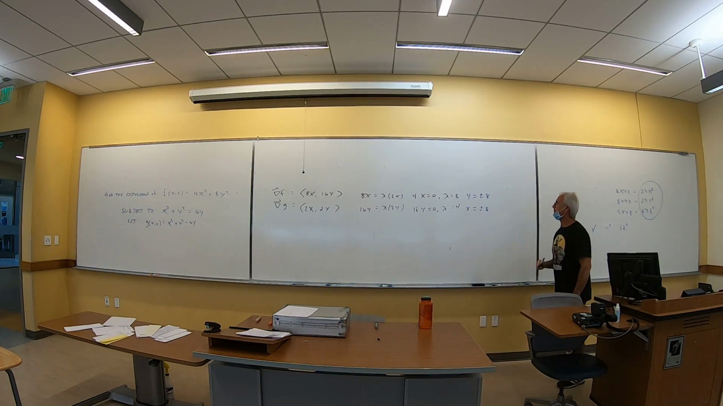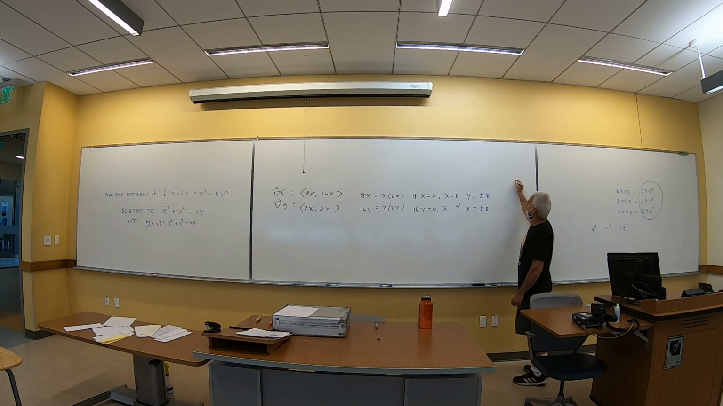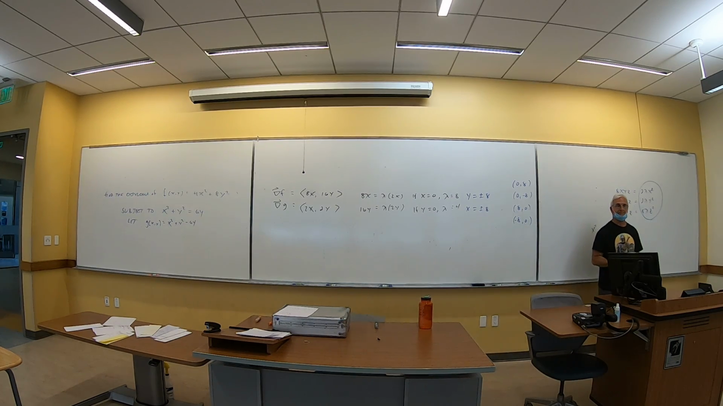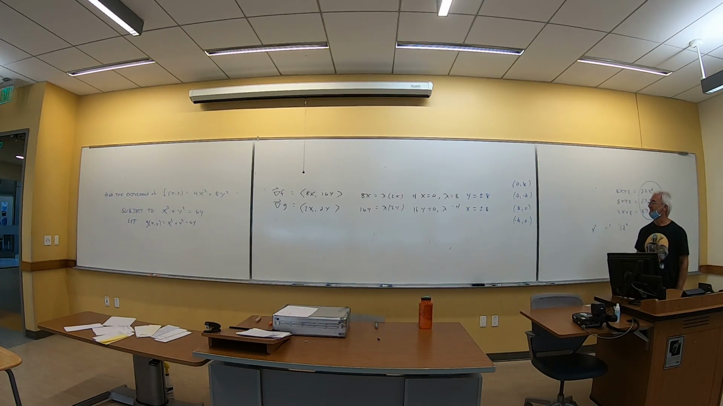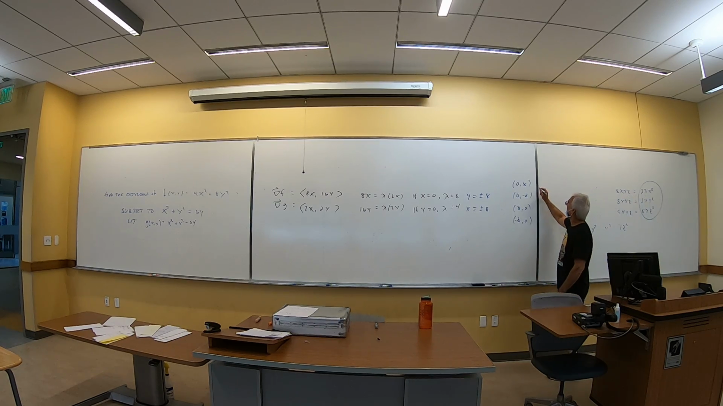So right now, how many potential solutions do we have? We've got 0, 8, 0, negative 8, 8, 0, negative 8, 0. Oh my gosh.